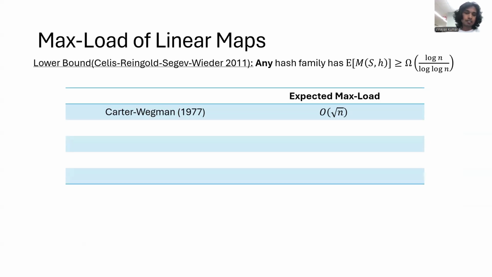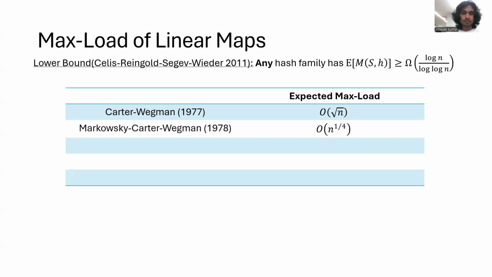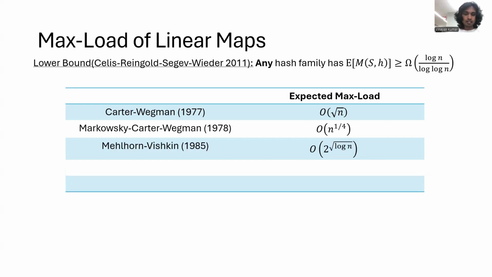Now, in terms of upper bounds, in the paper that introduced universal hash functions, they proved that any universal family has max load root n. Linear maps are universal, and so they have this bound. A year later, along with Markowski, they showed a polynomial improvement on the max load from square root n to n to the 1/4. Some years after that, Mehlhorn and Vishkin were able to show a sub-polynomial bound on the max load of linear maps.